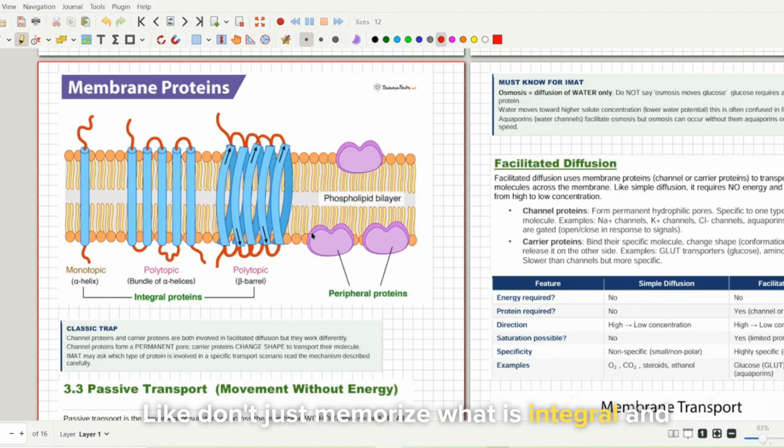Don't just memorize what is integral and what is extrinsic. You need to actually visualize the diagrams and make the whole video in your mind: what is happening in a cell membrane, how things are happening, how does it look like. When you see the visuals and everything in your mind, then there is a really high chance that you won't be getting these MCQs wrong in your IMAT exam.